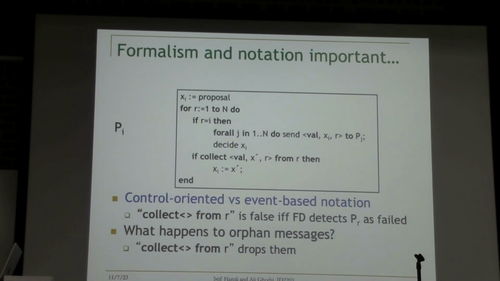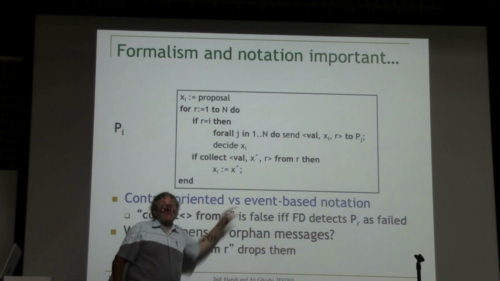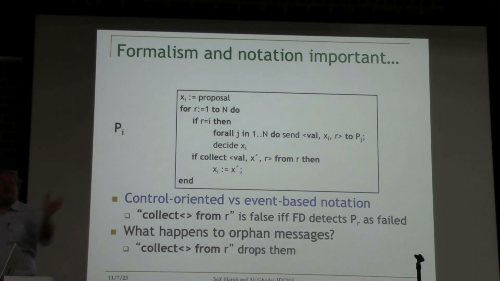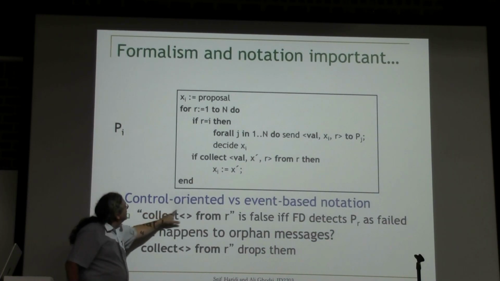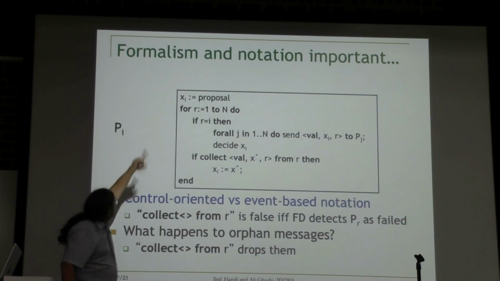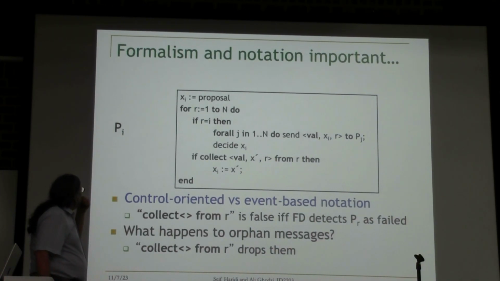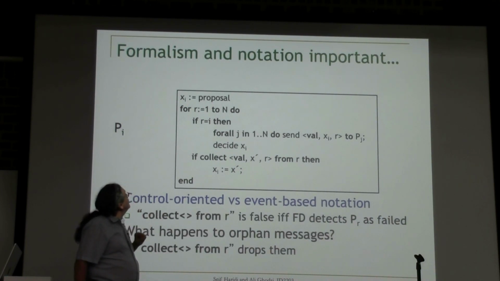Here's another way of looking at this algorithm, let me give you another way of writing it. We wrote it using events and rules, but still there's sequencing in this algorithm. This way of writing is called control-oriented instead of event-based. Each node, Pi, is running the same code, and there's a for loop. R goes from 1 to n, and it's doing n iterations of this for loop.